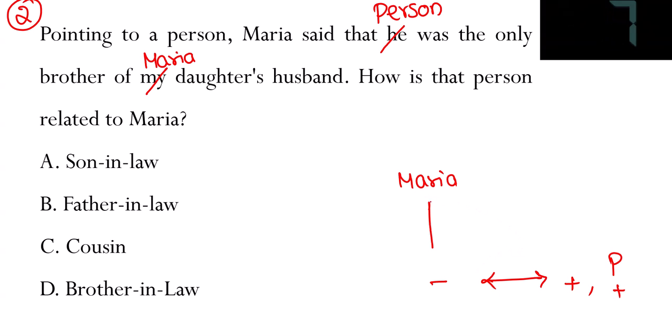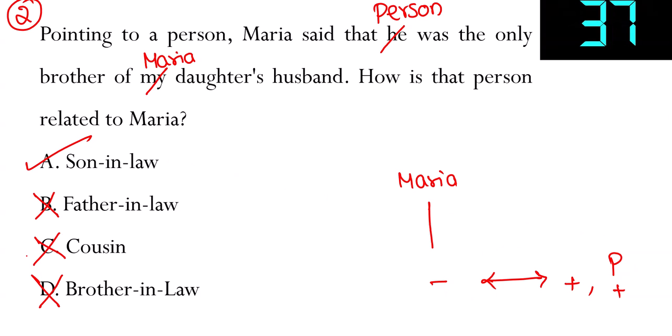Now, question: how is that person related to Maria? Son-in-law's brother. Yeah, it's not brother-in-law. Brother-in-law means your generation. Father-in-law is your above generation. So it's a similar relationship, no? So daughter's husband is son-in-law, and their brother is also the same. So we should get the same relationship, otherwise marriage is not possible, right? So they will be like son-in-law only.